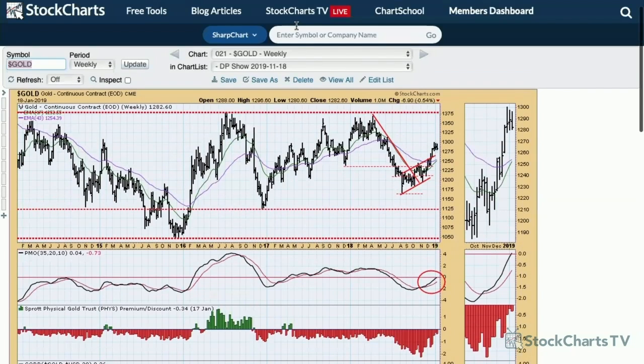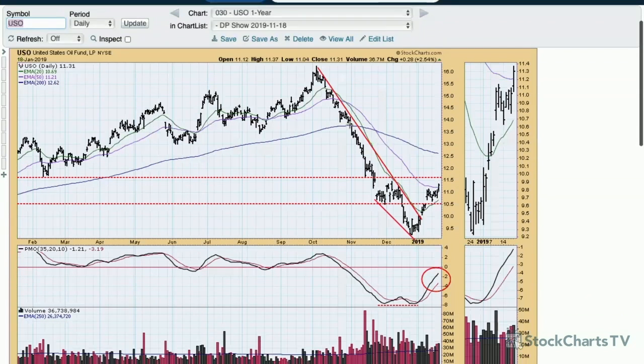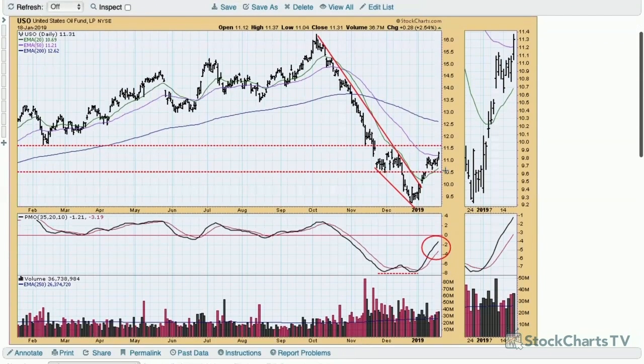All righty. Next up is USO. Here we go. A falling wedge formation and a nice breakout, and it's certainly looking bullish with the PMO just going straight and smooth up. We just got another breakout today. Let's go to the weekly. Okay.